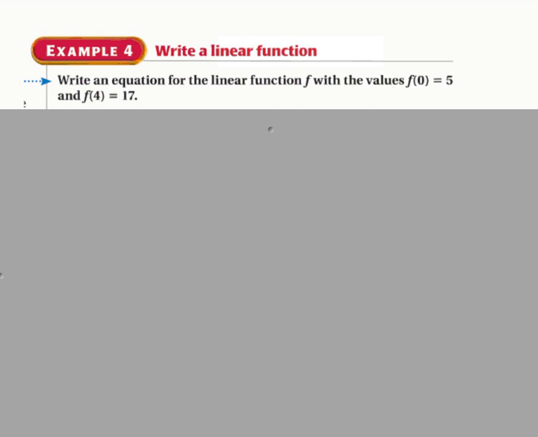All right, the last way that we are going to be writing linear equations is if we are given function information. So it says write an equation for the linear function f with the values f of 0 equals 5 and f of 4 equals 17.